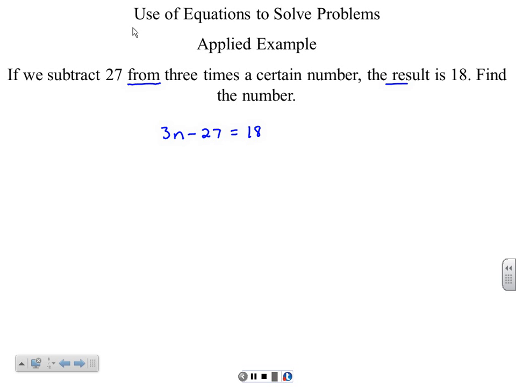So here's your equation for this application problem, and now from here all I have to do is use my techniques to solve for n. So I need to get this negative 27 over here with the 18, so I'm going to add 27 to both sides. So I'm going to have 3n is equal to 45. And now, since I've got the terms separated, I need to get this 3n to go to 1n, so I'm going to do that through division. And so we'll have n is equal to 15.